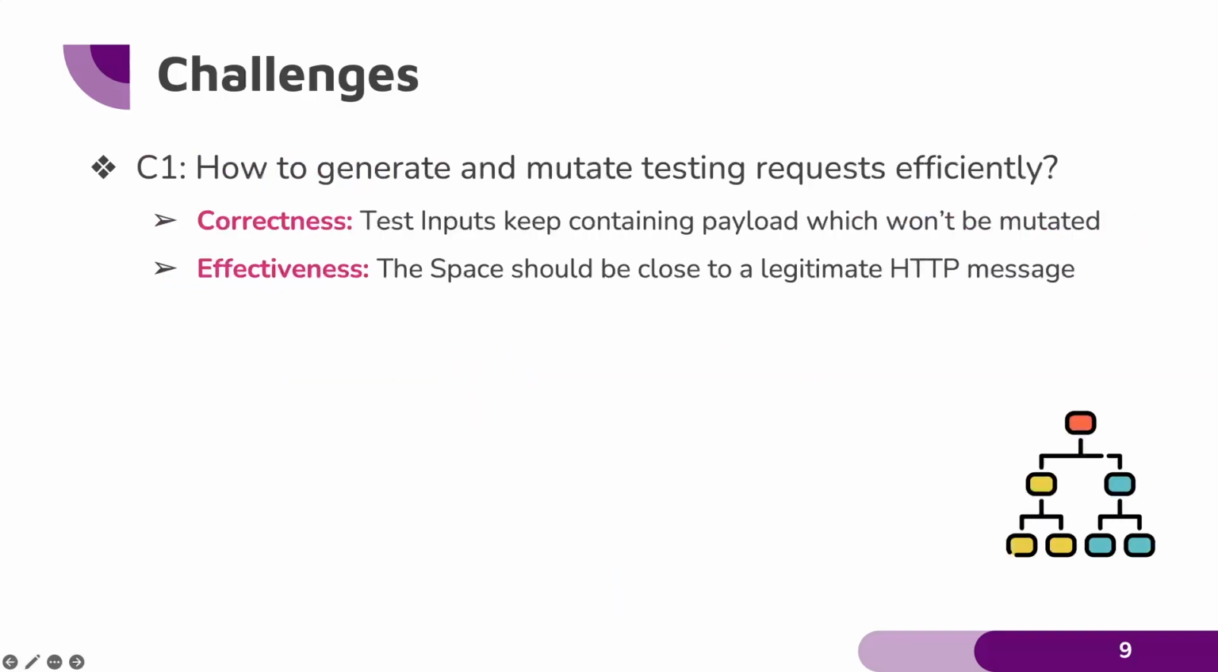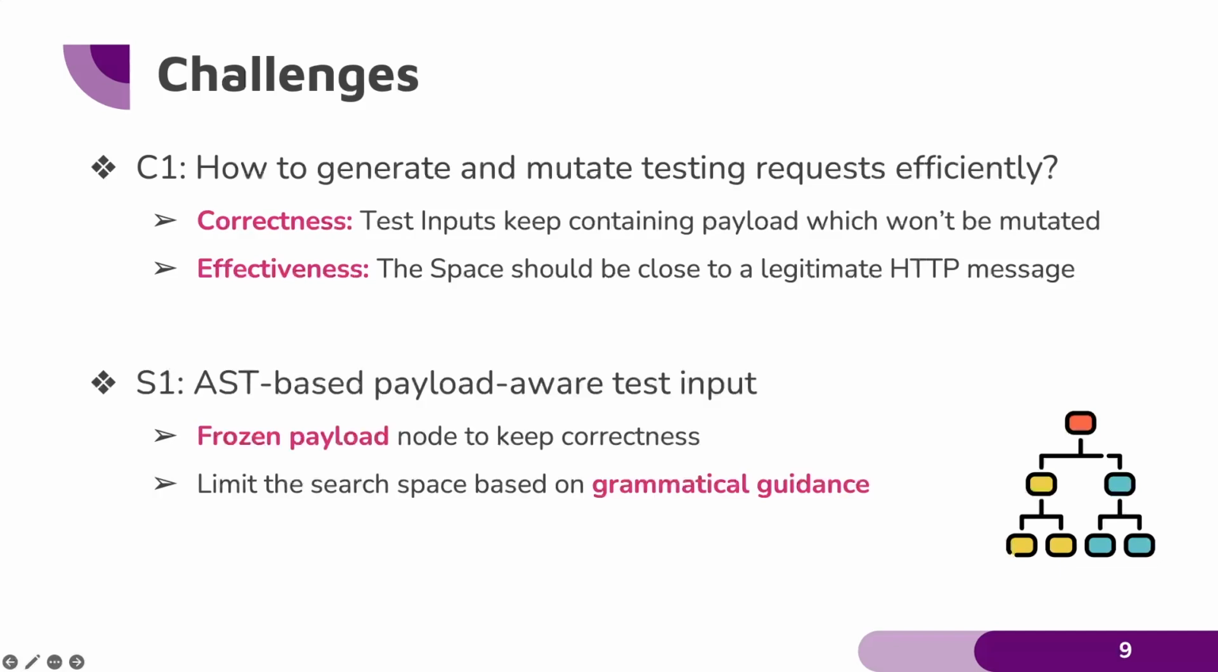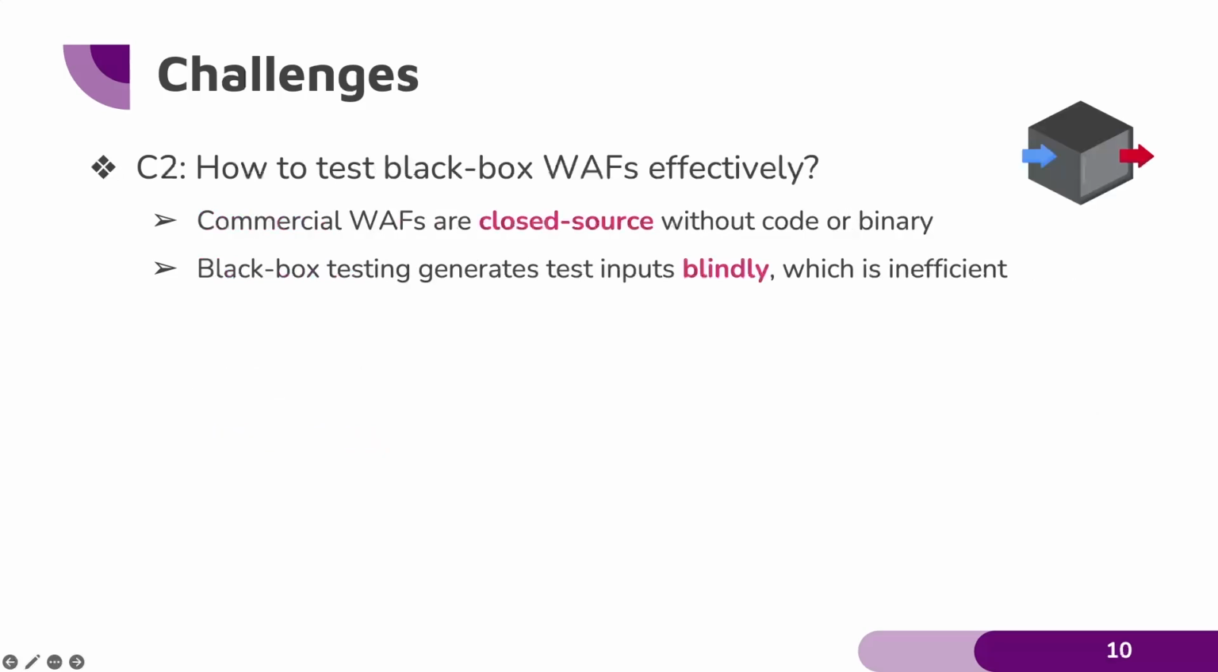The first challenge is to generate and mutate testing requests efficiently. It needs to meet two requirements. First, for correctness, the test inputs must keep containing the original malicious payload. Second, the search space should be close to legitimate HTTP messages to reduce testing invalid HTTP messages. To achieve these goals, we use AST-based and payload-aware test inputs rather than raw messages, so that we can freeze the payload node to keep correctness and limit the search space based on grammatical guidance.